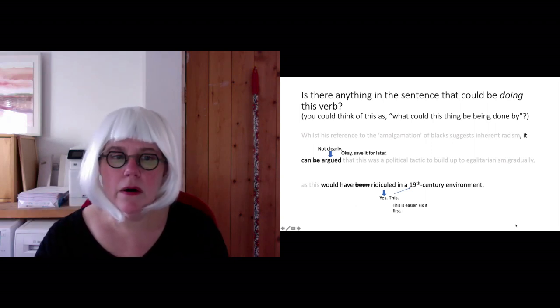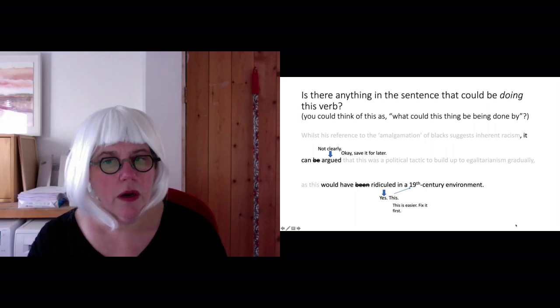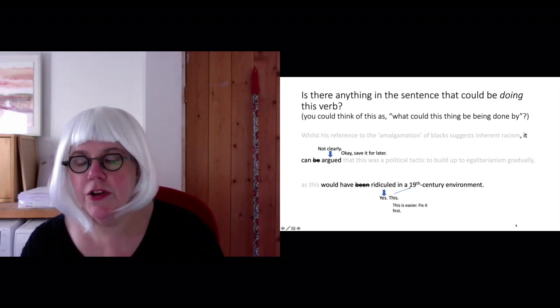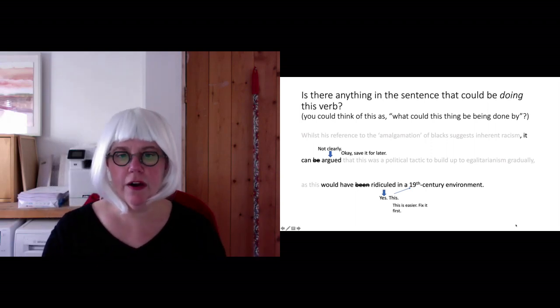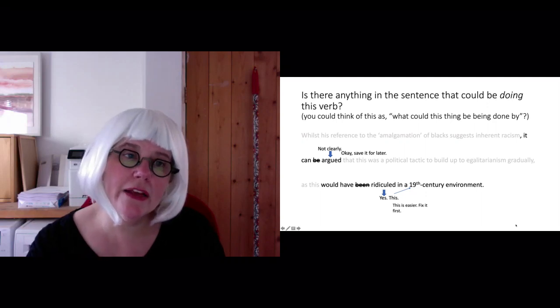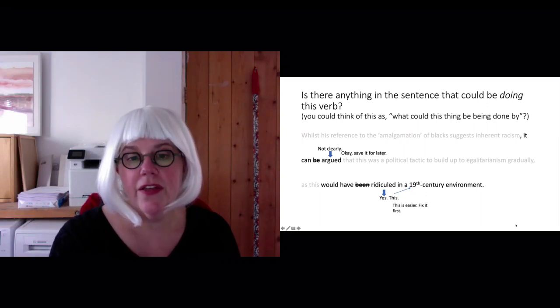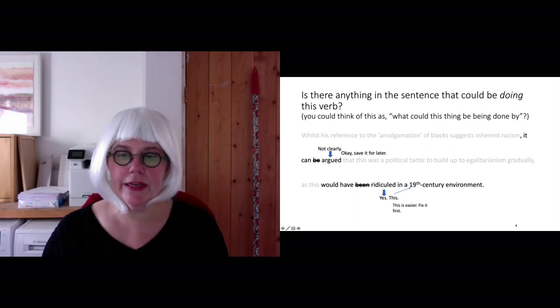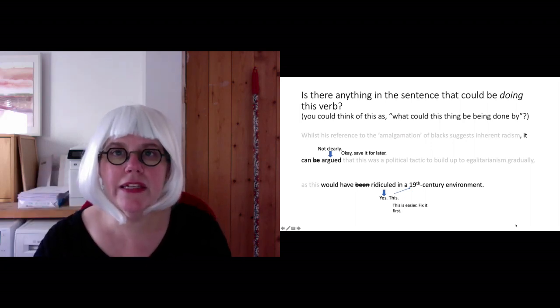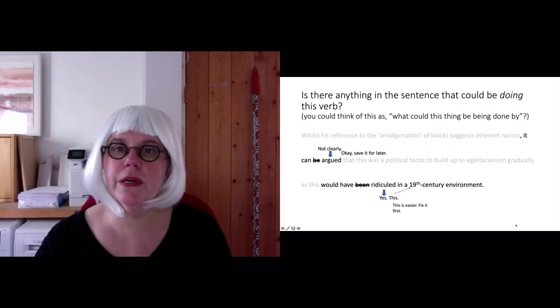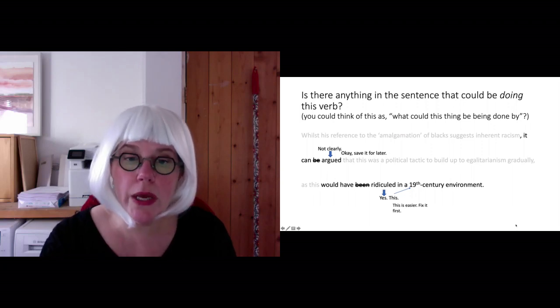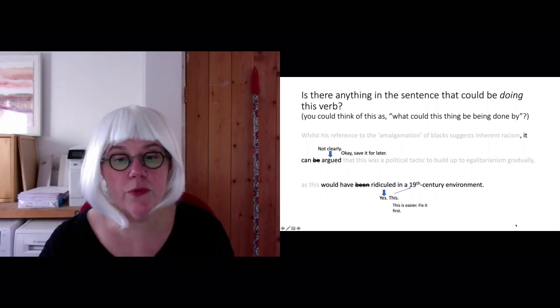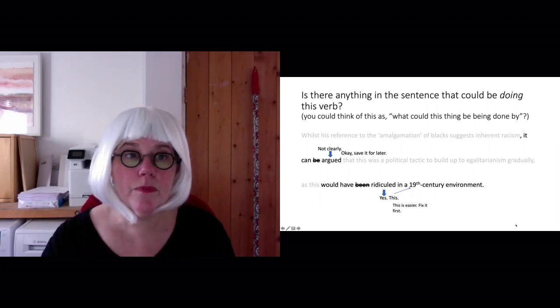We'll move on. Okay. The second one, "this would have been ridiculed in a 19th century environment." Is there anything in that phrase that could be doing the ridiculing? The answer here is yes. The 19th century environment could be doing the ridiculing. Okay, so let's focus on this one and fix it first.